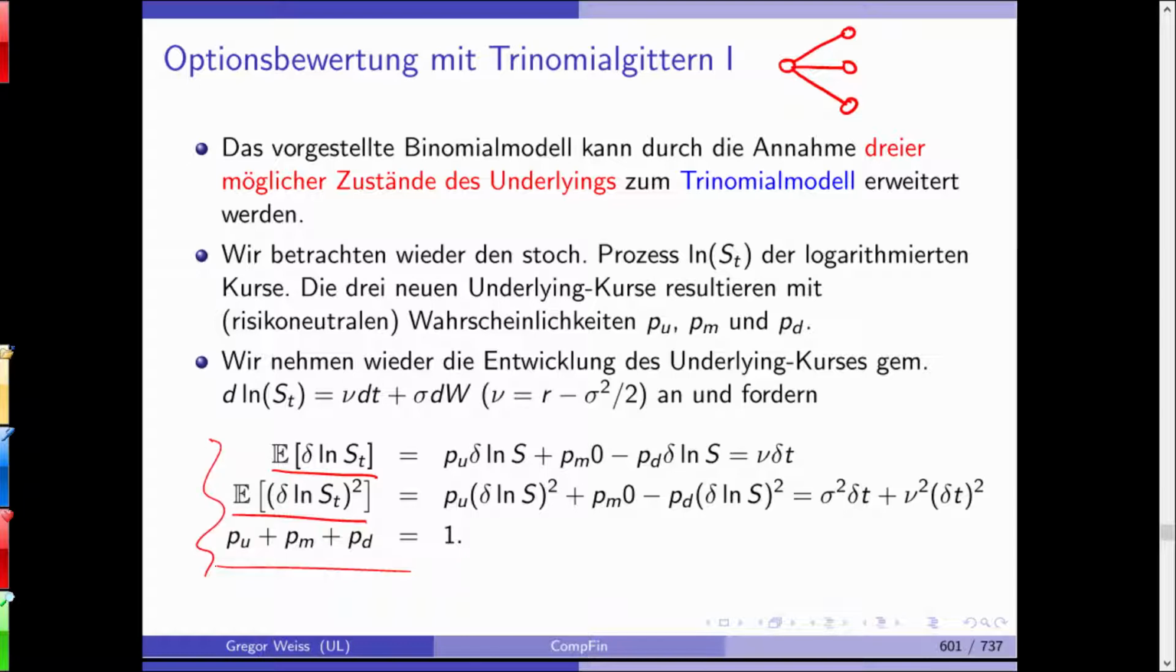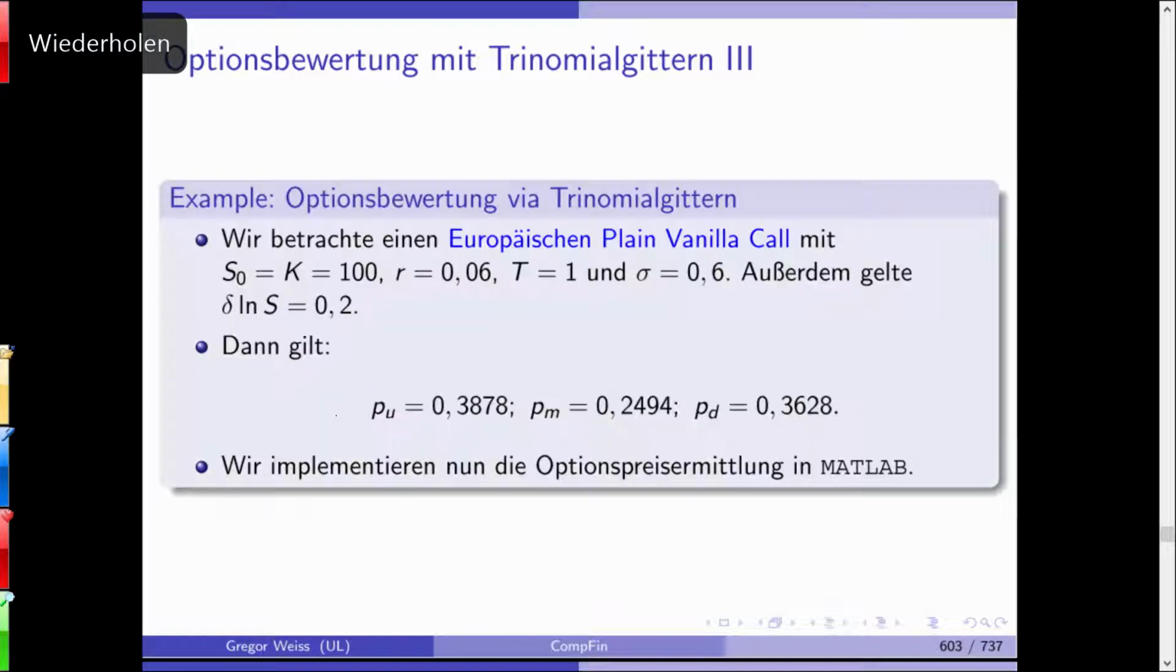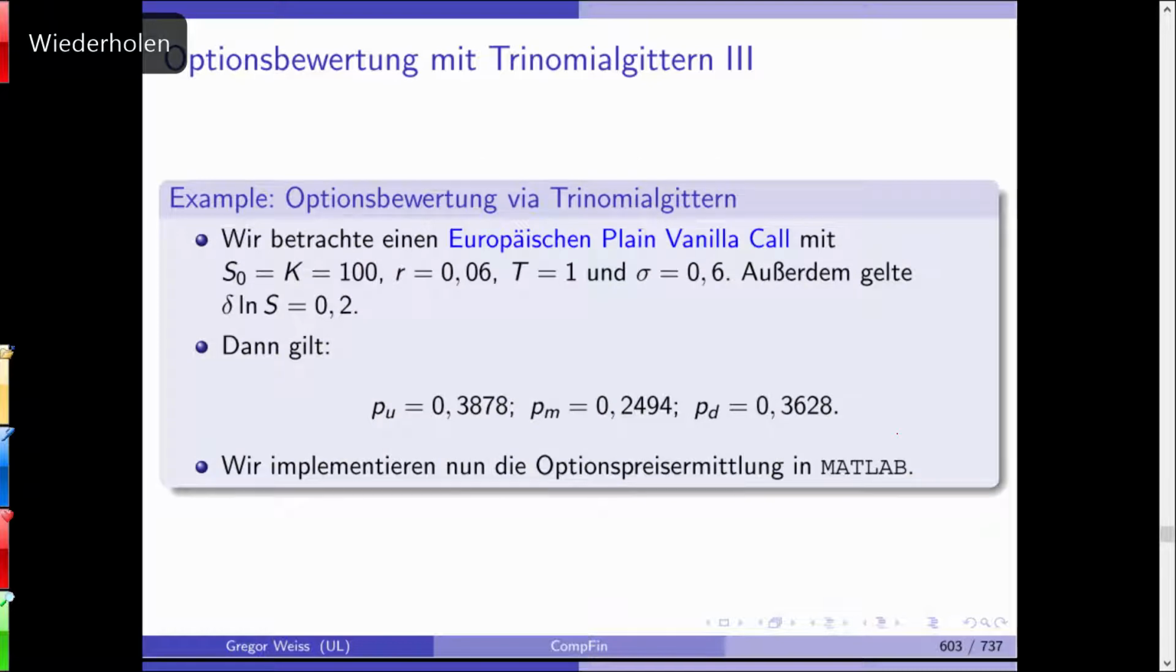Those are the requirements we need the lattice to fulfill. And then we get PU, PD, and PM. This looks horrible, and it is horrible. You don't need to remember this. In the end, it's simply a question of coding this in MATLAB and proving that this is true. And we don't actually need this.